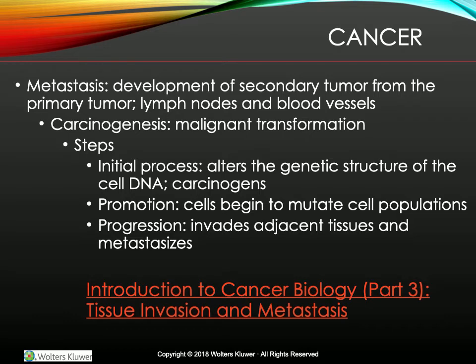So carcinogens are very malignant in their transformation, so whenever they move from one area to the other. And like I said, it's very progressive and invades adjacent tissue, and that's how it metastasizes. It just invades other tissue via lymph nodes or blood vessels.